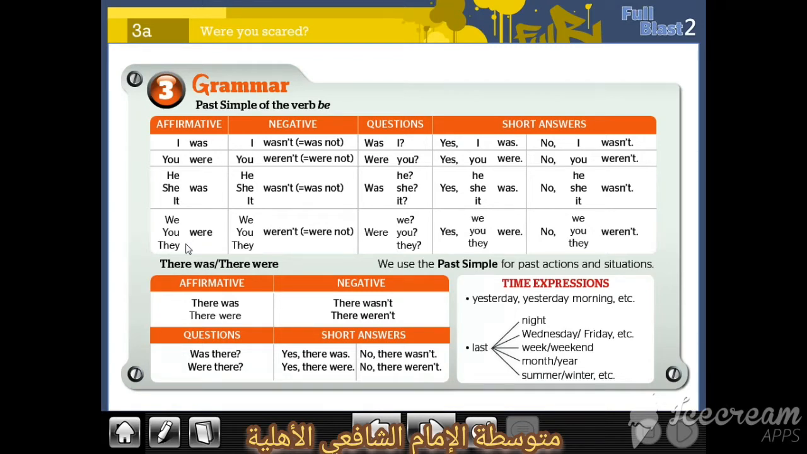How can I form a question? How can I form a yes or no question with the past symbol of the verb be? Of course, you can say, for example, was I, or were you, or was he, was she, was it. So you have to put was at the very beginning of the sentence. The same thing with the verb were. We also have to put it at the very beginning of the sentence.